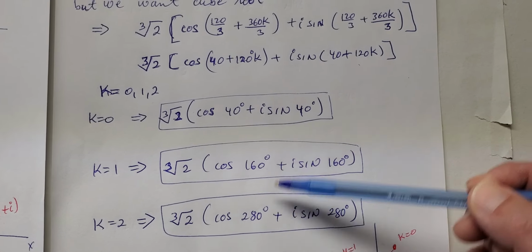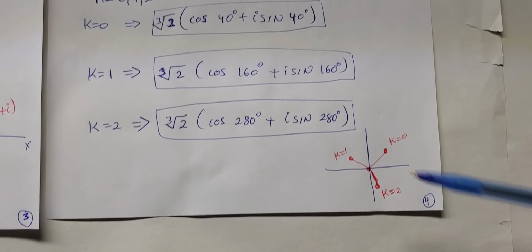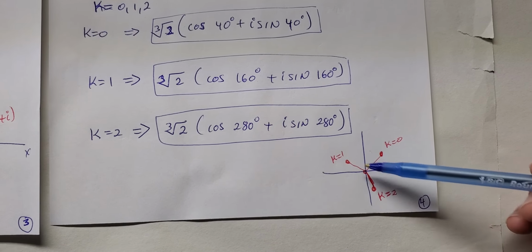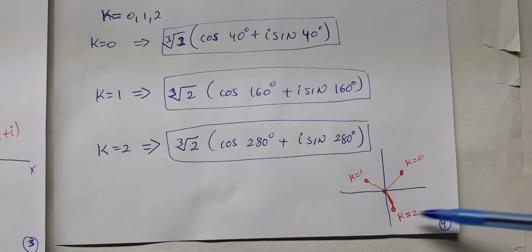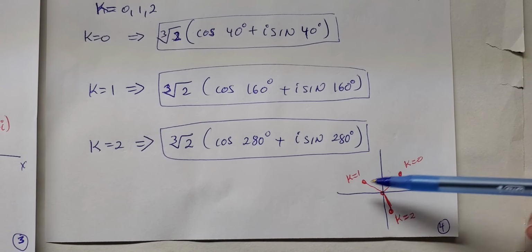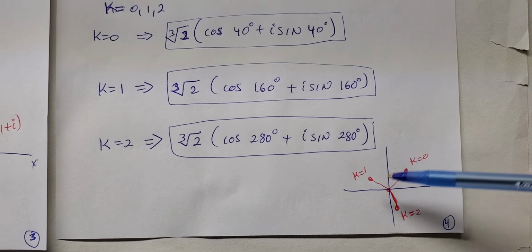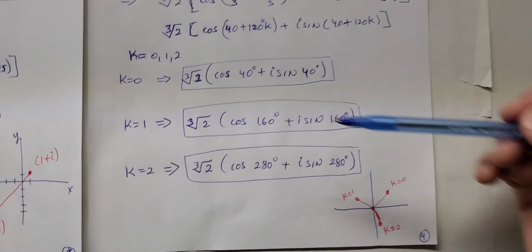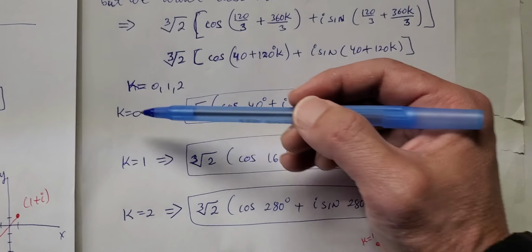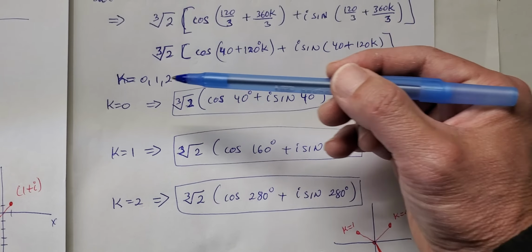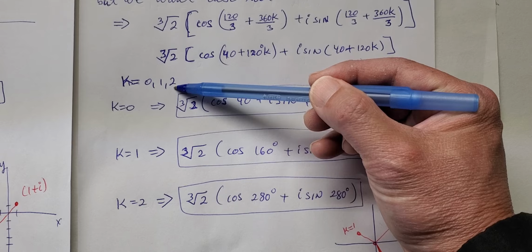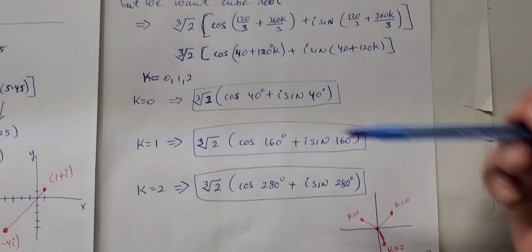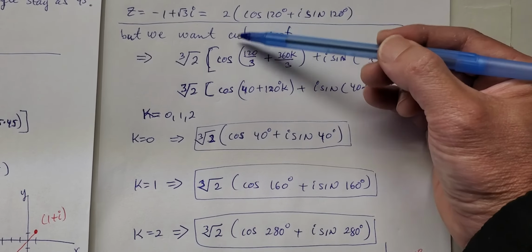Where are these three on the graph? So here's the graph. Here's k when it is 0, k when it is 1, k when it is 2. Again, what I have here is just an approximation. It is not exact. So again, what does k stand for? K stands for how many times you will have it around the circle. That's what k stands for. And why 3? Because here it says cube.